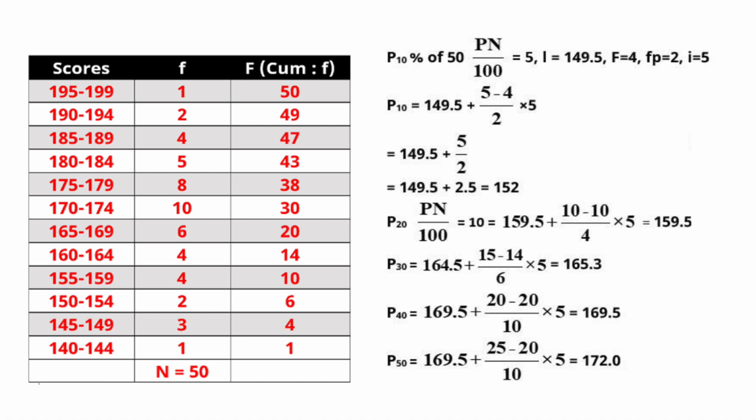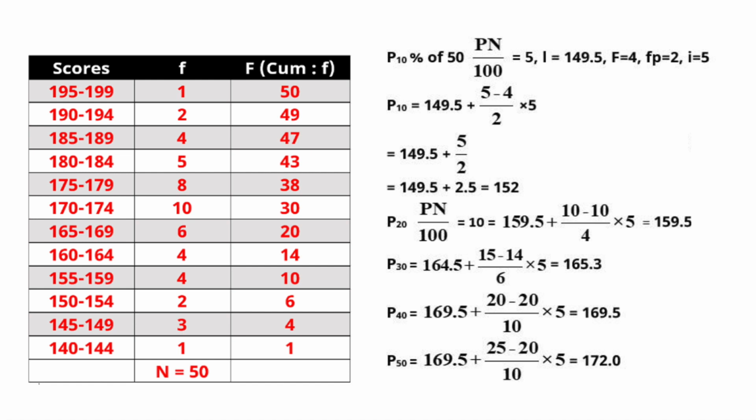Now, see, I want to calculate P10. P10 is the score below which 10% of scores lie and above which 90% of scores lie. So, first of all, calculate 10% of the 50. So, Pn upon 100 is coming, for example, 5. So, identify the class interval where Pn upon 100, 5, is coming. Now, you see, it is 1, it is 4, it is now 6. That means 5 is coming in the class interval 150 to 154.